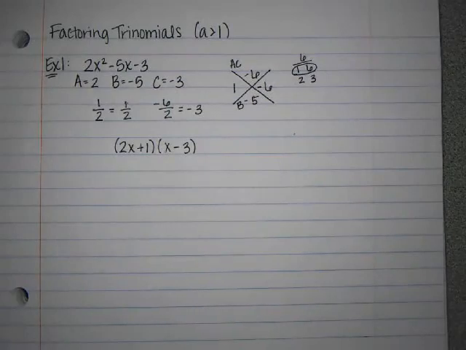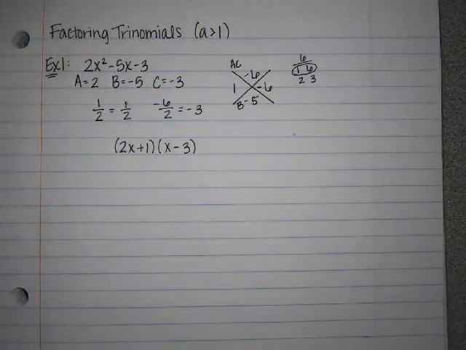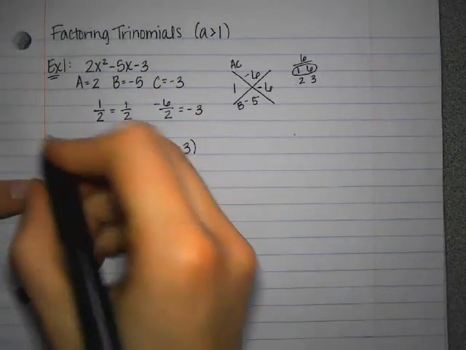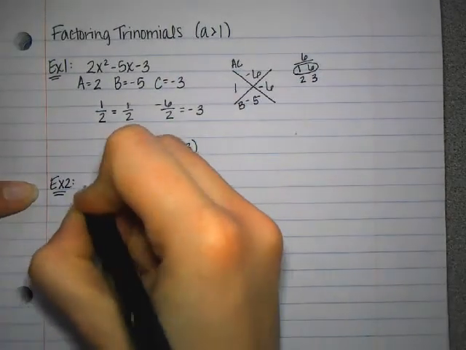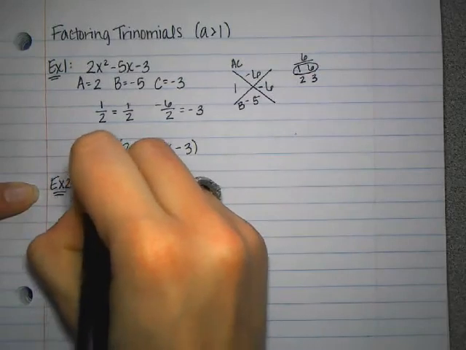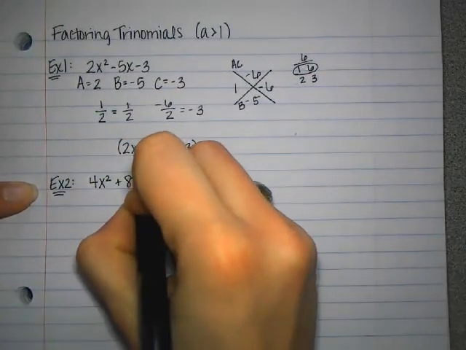So it's the same process that we've been doing. We just have to definitely divide by our a now. That is not just 1. Let's go ahead and do another example together. Example 2. Let's do 4x squared plus 8x plus 3.